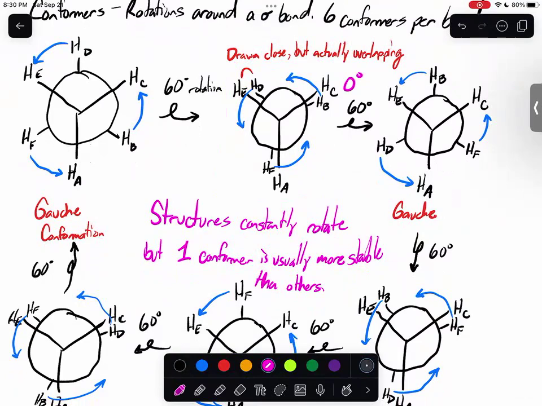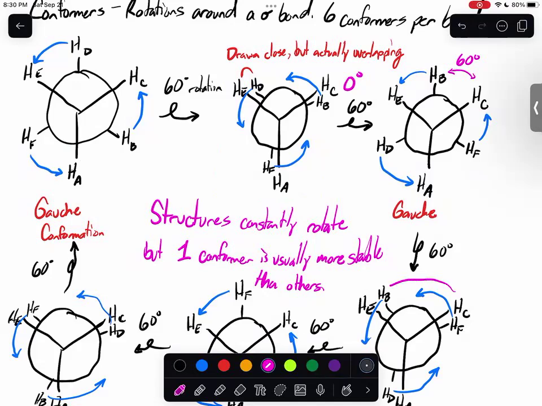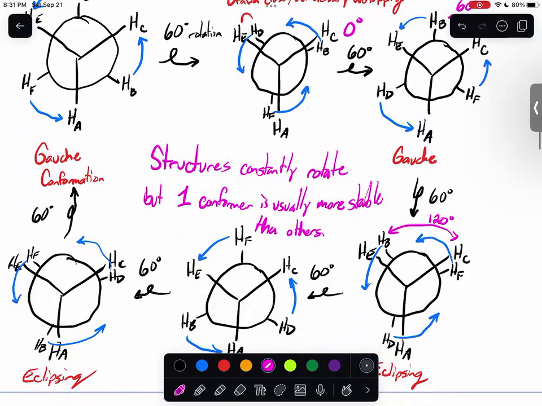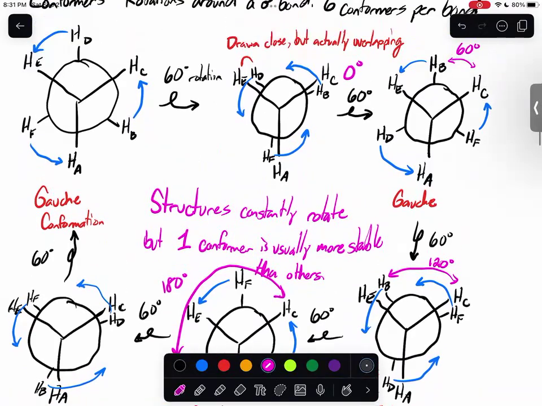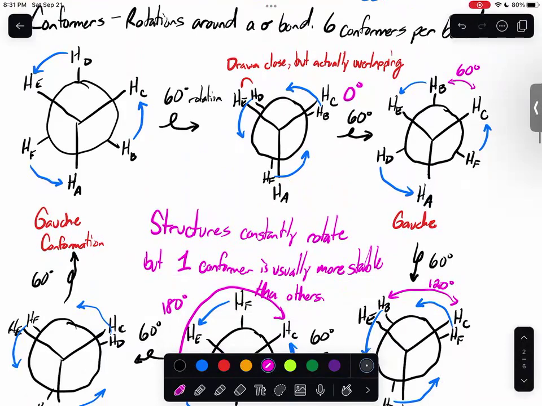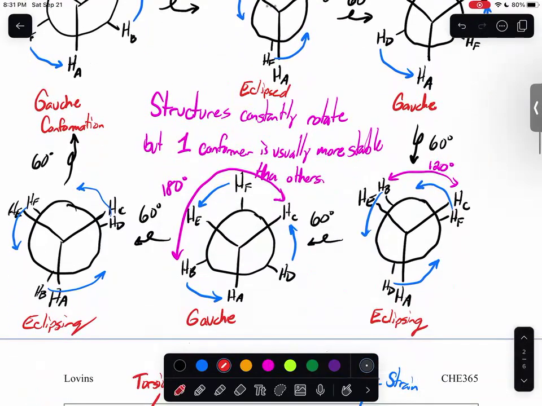If we look over here on the next structure, HB and HC now have a 60-degree dihedral angle because they're 60 degrees apart. Next up, HC and HB, now they are 120 degrees apart, because remember, each rotation we're adding 60. And then over here, HC and HB are now 180 degrees apart. Now, looking at these, at 0, it's an eclipsed conformer. Therefore, it's going to have high energy. At 60, it's gauche. At 120, it's eclipsed. At 180, it is gauche.